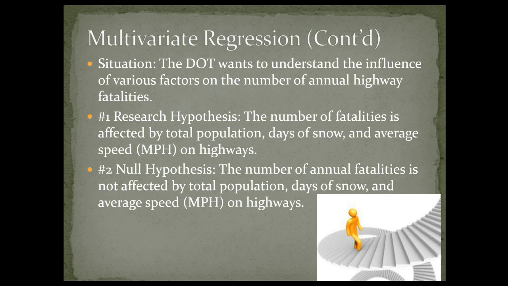Next, we'll state the null hypothesis, that there is no effect using the variables that we provided that we think will be predicted, but there's just no relationship there. That is the null hypothesis. And that's stated simply, the number of annual fatalities is not affected by total population, days of snow, and average speed in miles per hour on Wisconsin highways.